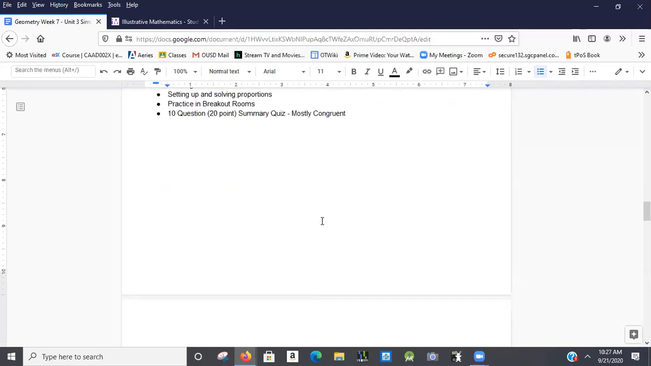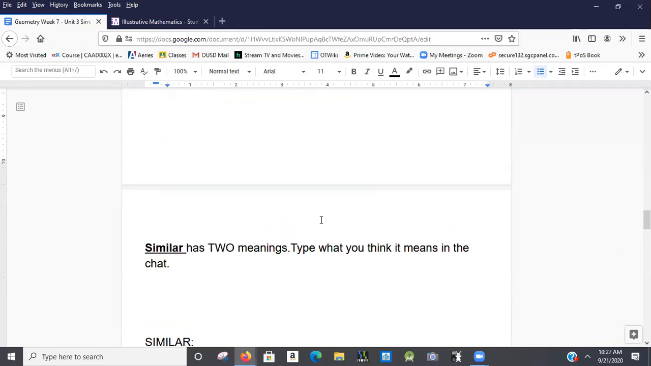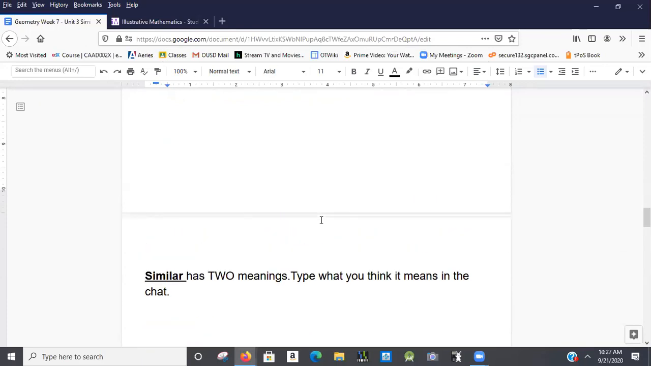Okay. So first of all, similar has 2 meanings. So I would like everybody in the room to type a few words around what you think the word similar means. And I don't care in which context. It can be in the math context or in just everyday language. But I would like everybody in the room to type an answer into the chat.